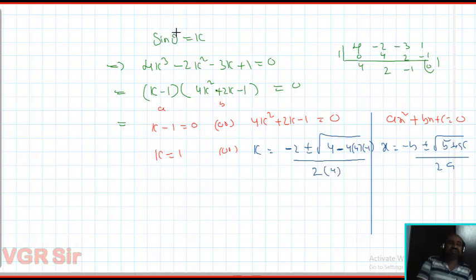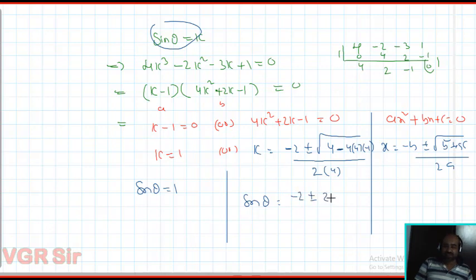What does k mean actually? K means sin theta. One more line I want to draw here. So sin theta equal to 1, or k means this, so instead of k I am writing sin theta: sin theta equal to minus 2 plus or minus 2 root 5 by 8. Observe how you got this: 4 4s are 16, 16 plus 20, root 20 means 2 root 5 only.